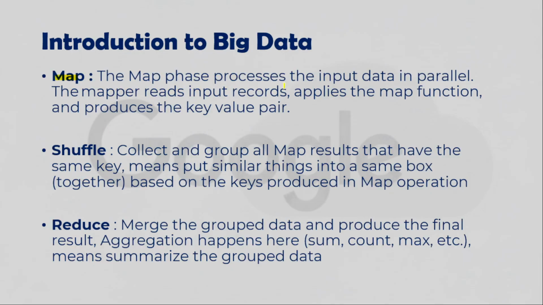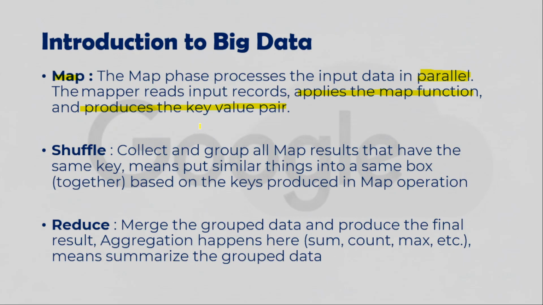The map phase processes the input data in parallel. This is point number one. Parallel is quite obvious because we are dealing with distributed MapReduce. Here the map function produces the key value pair. The mapper reads the input records and applies the map function. You should become familiar with such terminologies because, like I said, we are going one step deeper into the technical side.